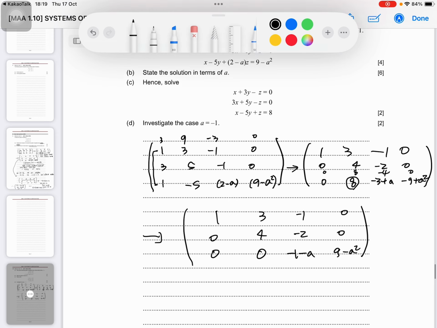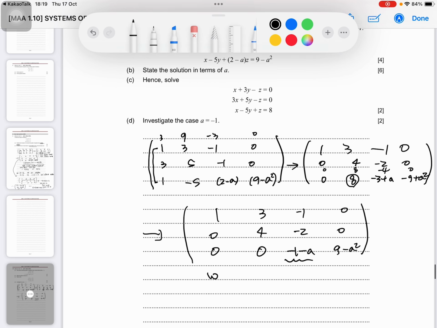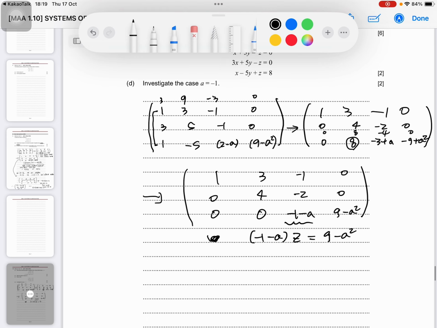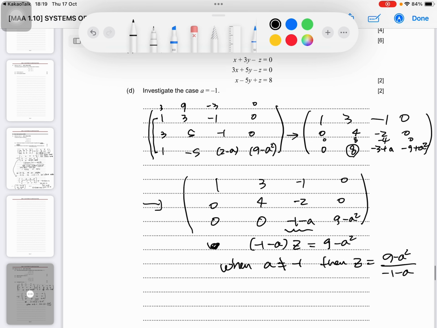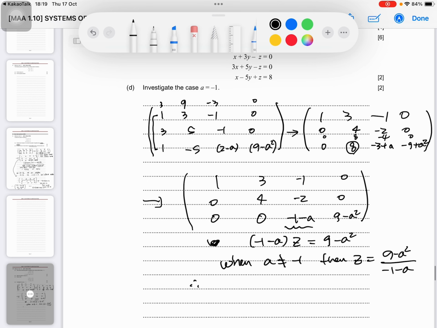So this means negative 1 minus a times z equals 9 minus a squared. When a is not negative 1, then z equals 9 minus a squared over negative 1 minus a, which is defined. So therefore, there is a unique solution.